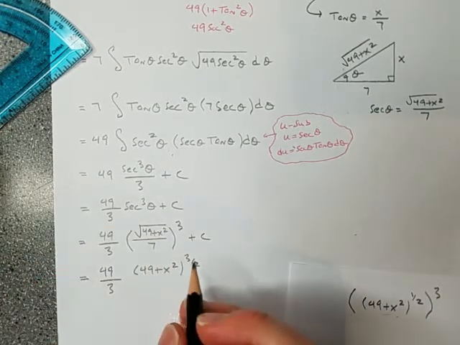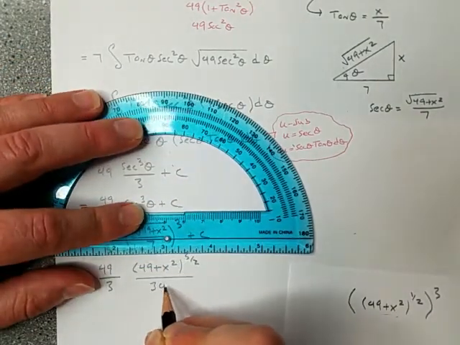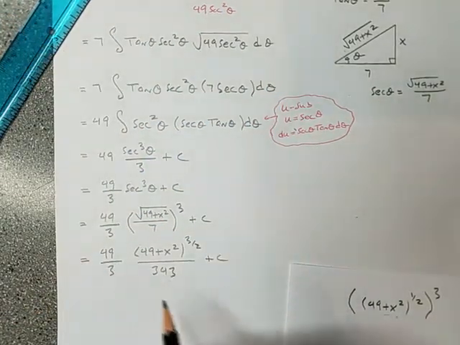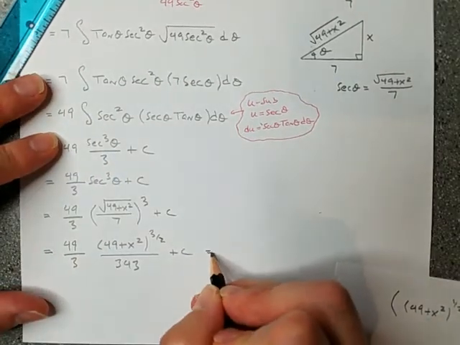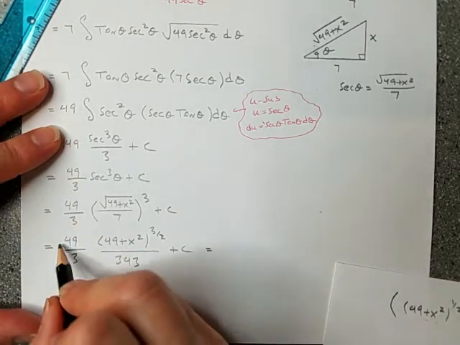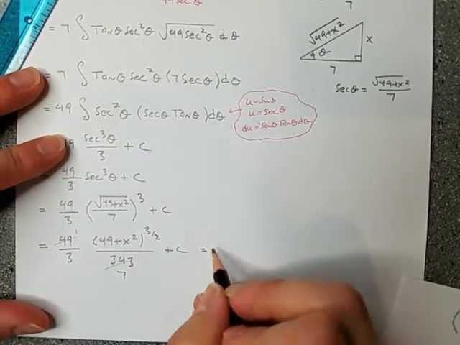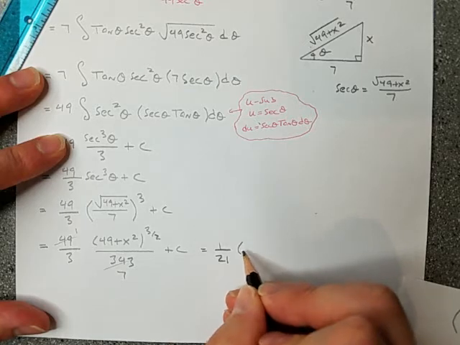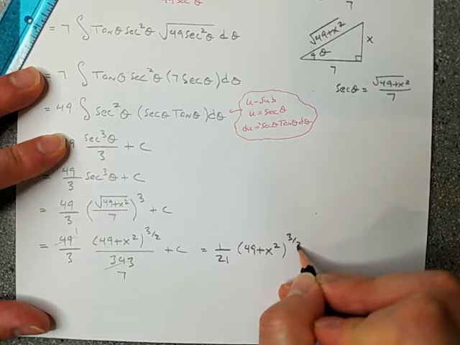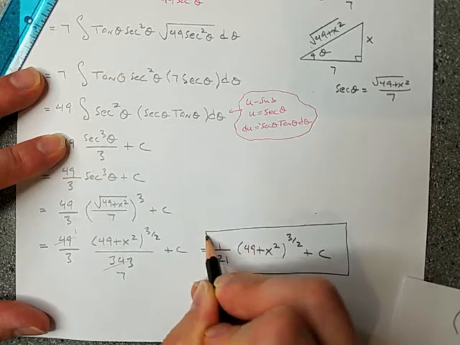Okay, to the denominator, I'll get 343. For canceling purposes, I was thinking of it like it's going to be 7 times 49. Cancel the 49. So here's what I end up getting. If you cancel 49 with 343, you'll get a 1 and a 7. Okay, 1 and 7. So you get 21 right there. So let's say 1 over 21 times 49 plus x squared to the 3 over 2 power plus c. Okay, then we've got it. All right? We got it.